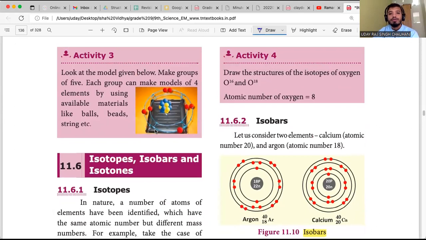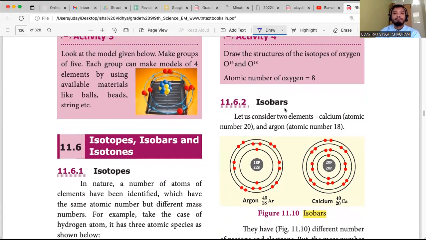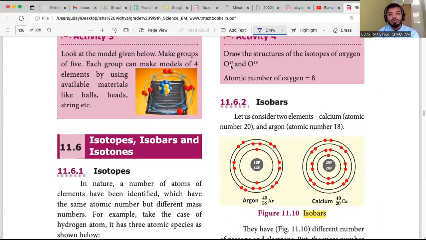So oxygen has two isotopes. If it is written on the upside, this is the mass number. So atomic number is 8, mass numbers are 16 and 18. This you can draw, it's easy. You just have to find out the number of protons, which will be 8. Both will have 8 protons. This will have 8 neutrons. This will have 10 neutrons, 18 minus 8, and you can draw the structures like this.